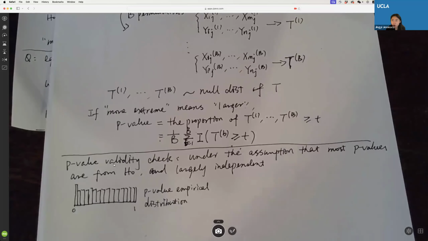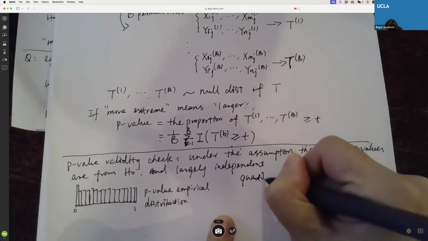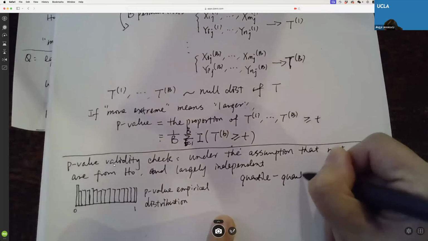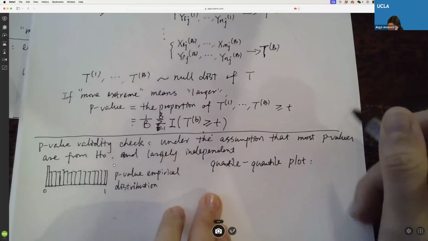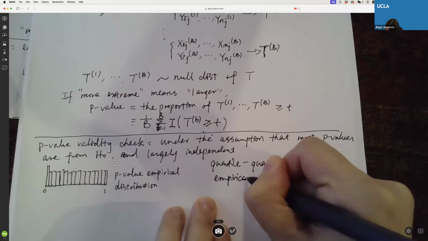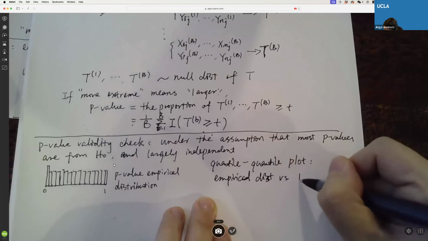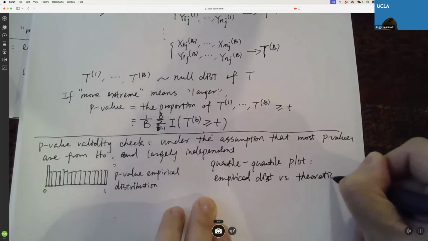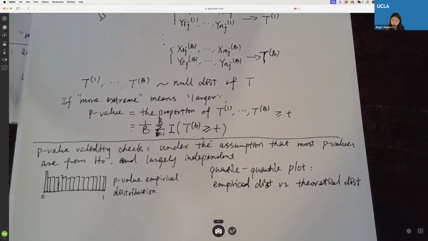Okay, and one more thing is about the quantile plot. What this does is compare an empirical distribution, based on our data, versus a theoretical distribution, such as the uniform distribution. We compare the two distributions, and we compare the quantiles of the two distributions.